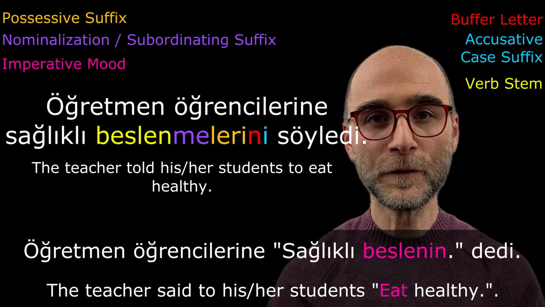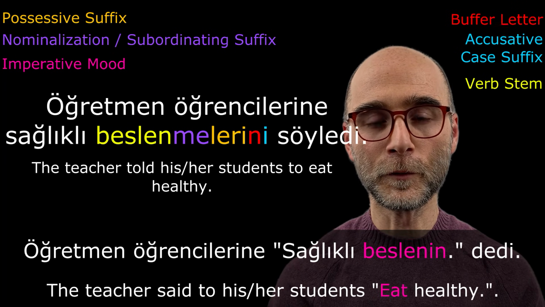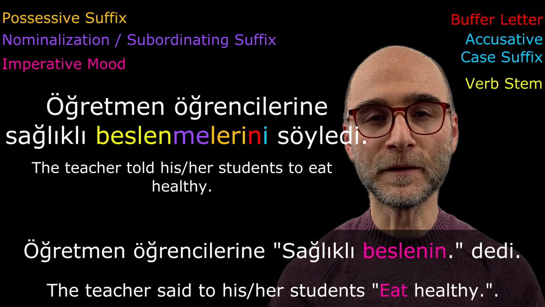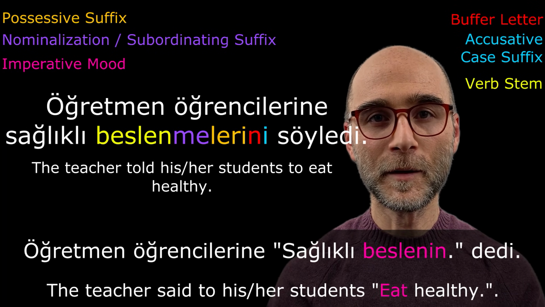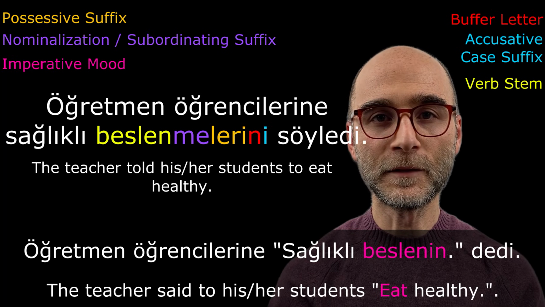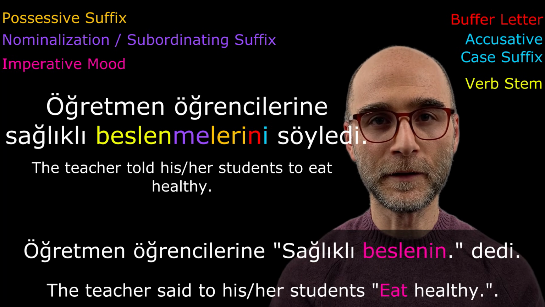Here, the possessive suffix is for the third plural person, they, onlar. The reason is eating healthy belongs to the third plural person, they. The students need to eat healthy.